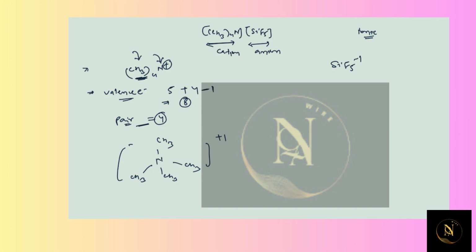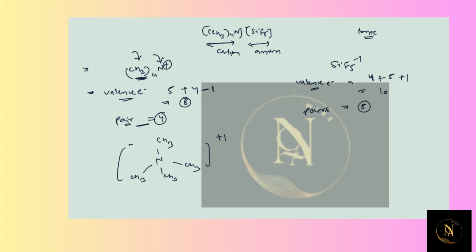Now moving on to the anion part, the total number of valence shell electrons in this part would be 4 due to the silicon atom, plus 5 electrons due to 5 fluorine atoms, as each of these fluorine atoms is bonded through the sharing of only 1 electron. That is why we expect the 5 fluorine atoms to contribute a total of 5 electrons to the silicon atom. And now, due to 1 unit of negative charge, we have to add 1 more electron to the valence electrons of silicon. The total sum comes out as 10, and the total number of valence shell electron pairs comes out to be 5.